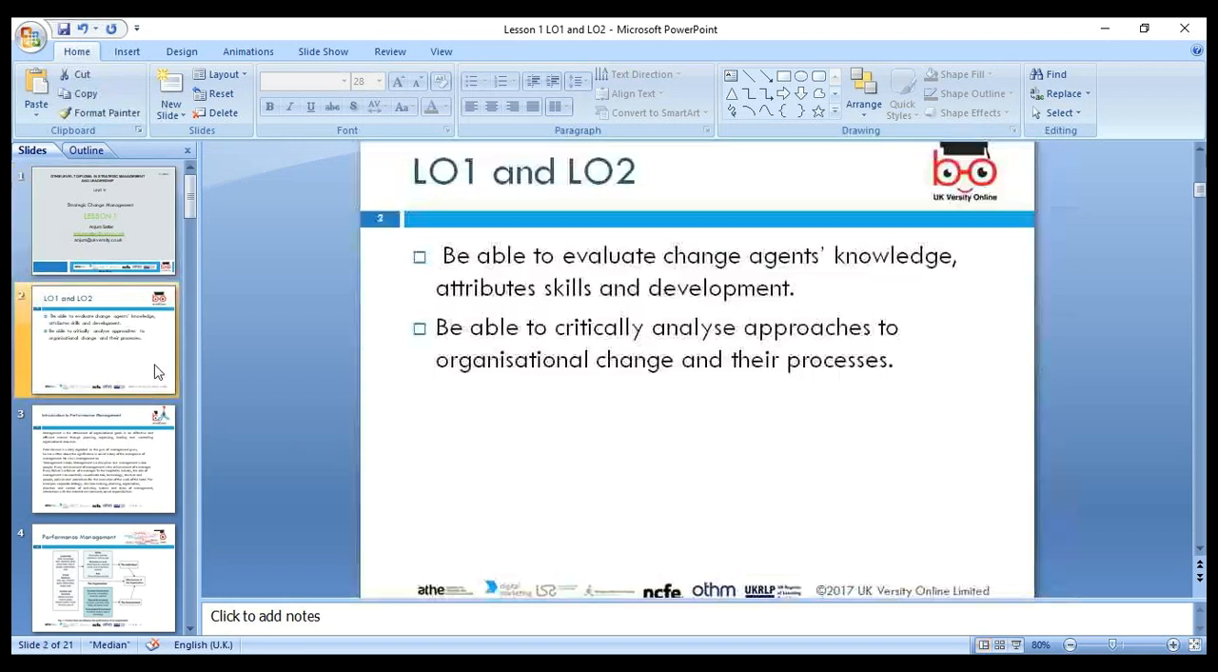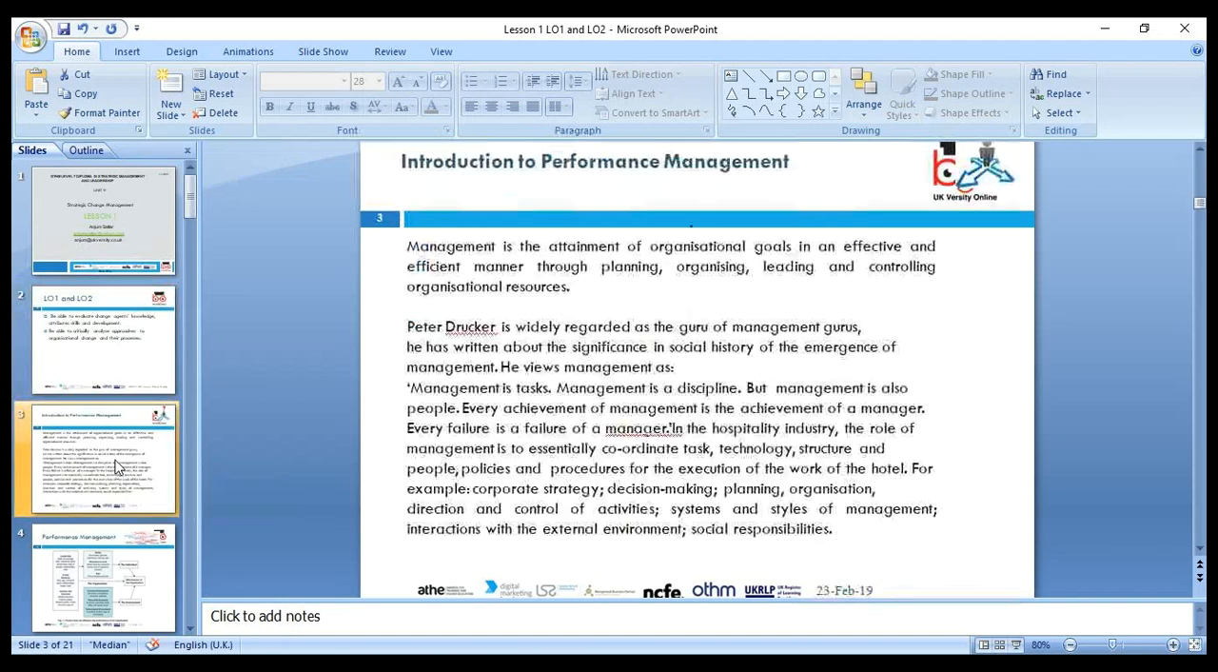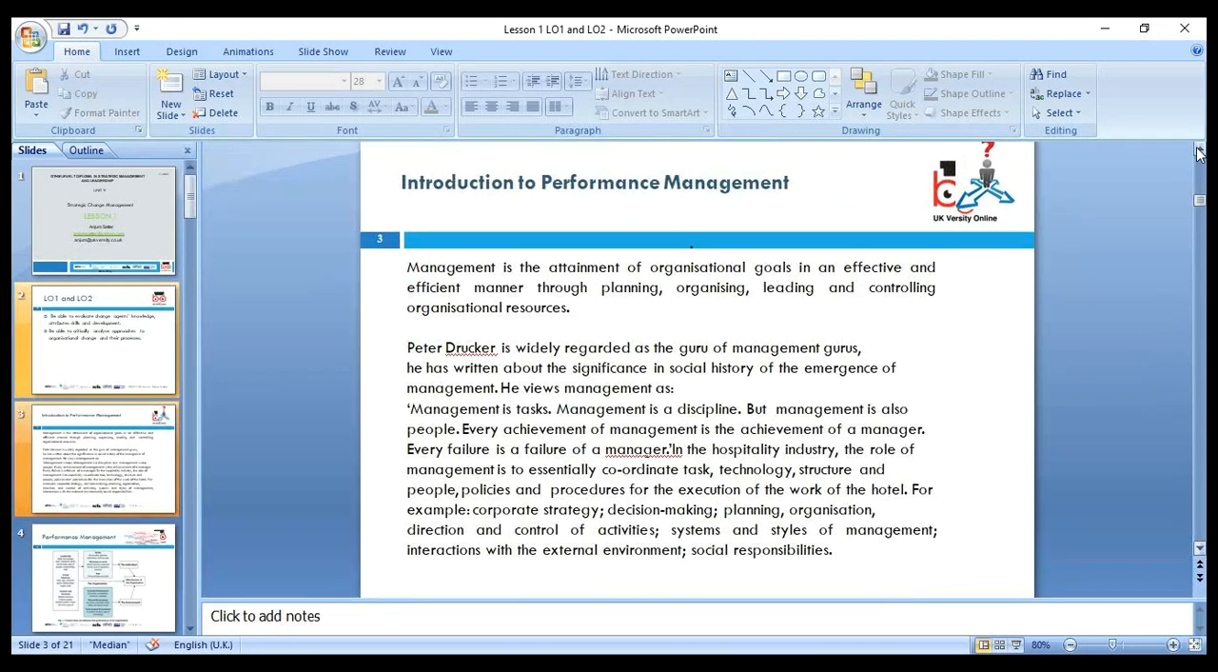My name is Anjum Satha, as earlier, and today we'll go through LO1 and LO2. First of all we'll go through change. Why do we make change? What is the purpose of change? Do we really need to change? Sometimes we have to, sometimes we want to. Well done. Sometimes we have to, sometimes we want to.